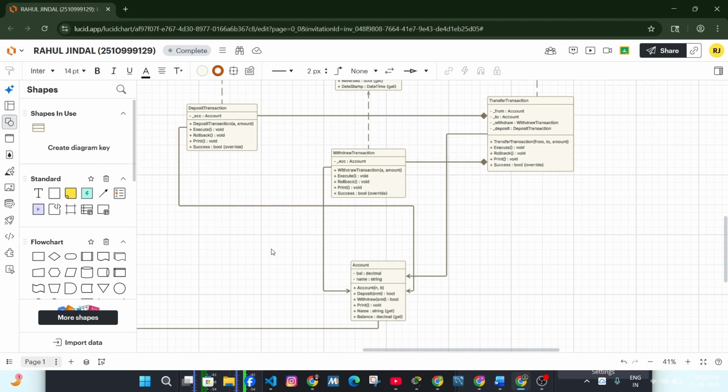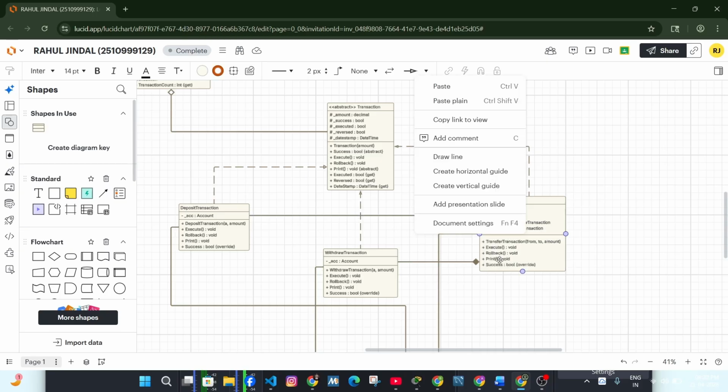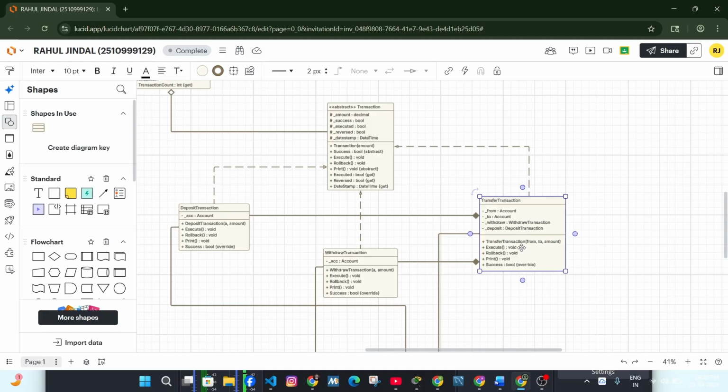So then next we have this composition, which is represented using a filled diamond. It represents a strong relationship where one class completely owns the other class. In my diagram, this transfer transaction contains this withdraw transaction and the deposit transaction, and these objects are created only inside it, and it cannot exist independently.